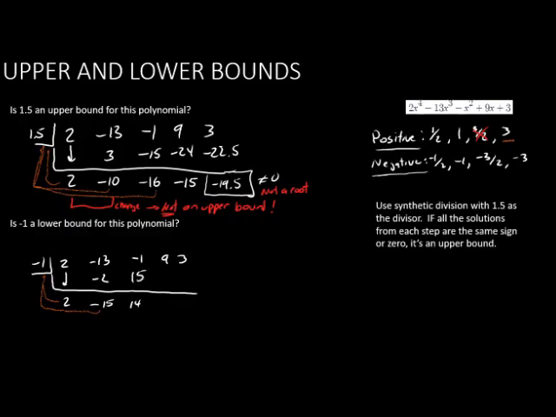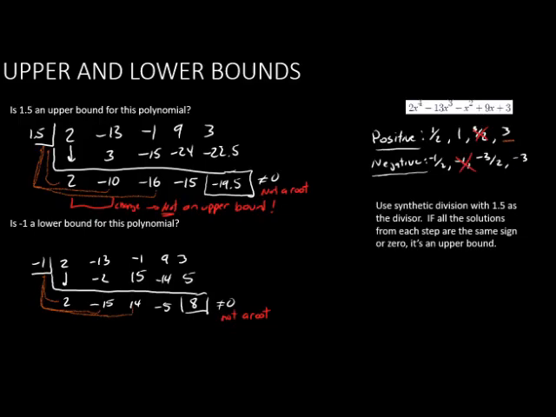15 minus 1 will give us 14, and we'll take that 14 again times negative 1. This will give us negative 14, and 9 minus 14 gives negative 5. Negative 5 times negative 1 gives positive 5, and then 3 plus 5 gives 8. Again, this final answer of 8 is not equal to 0, and this tells us negative 1 is not a root. This also means we can remove negative 1 from consideration.